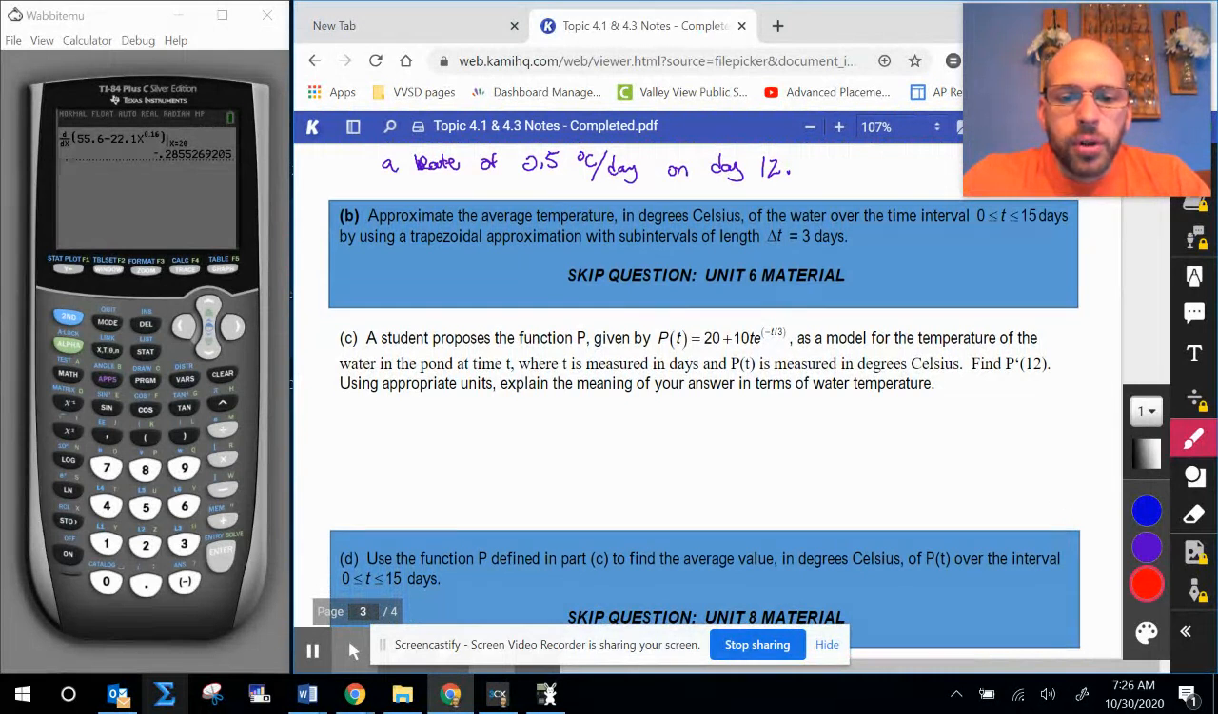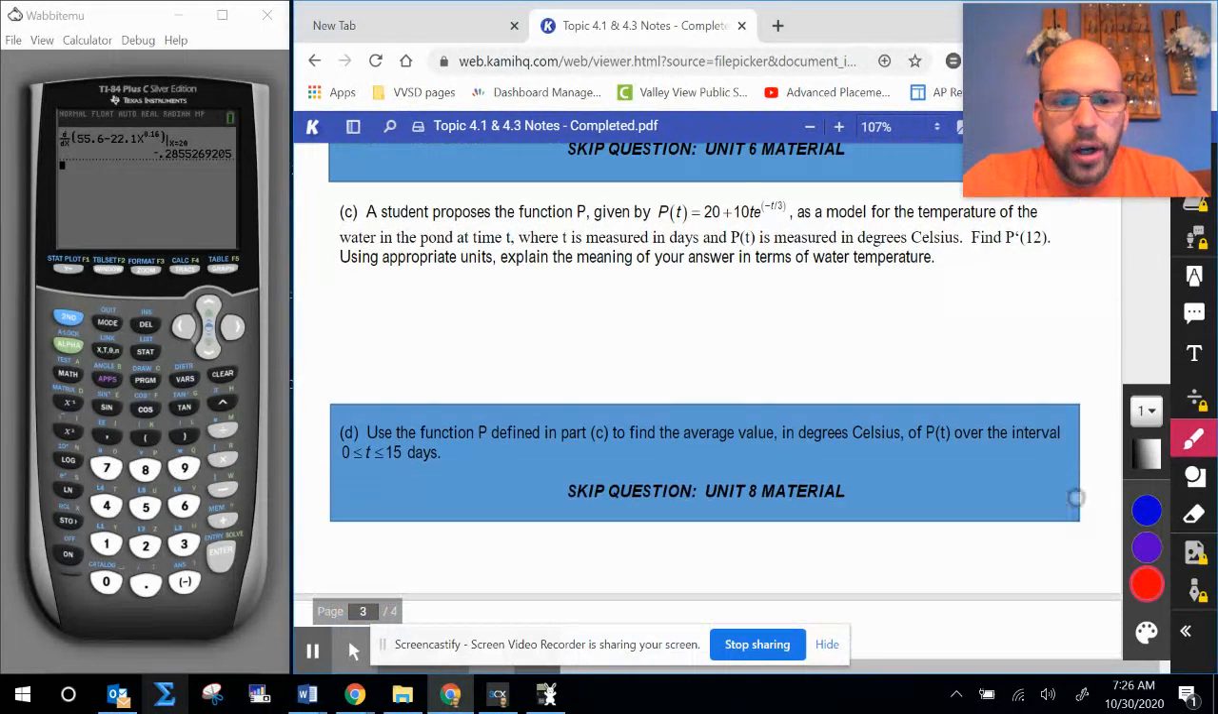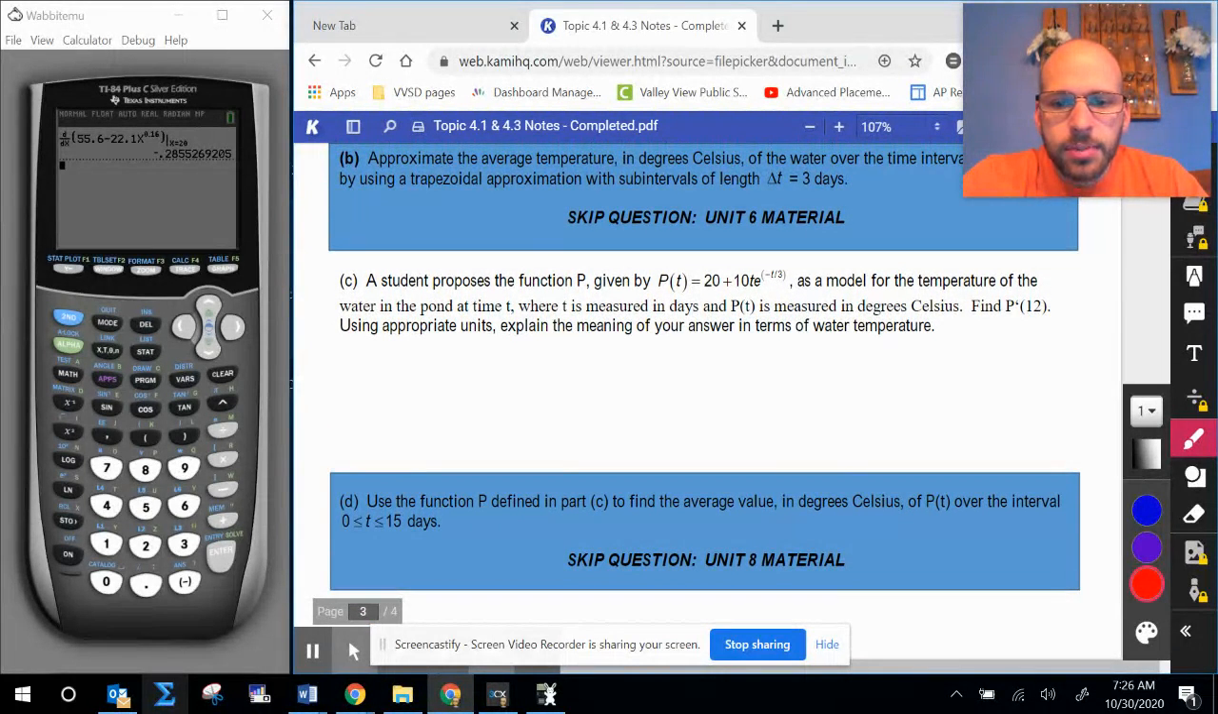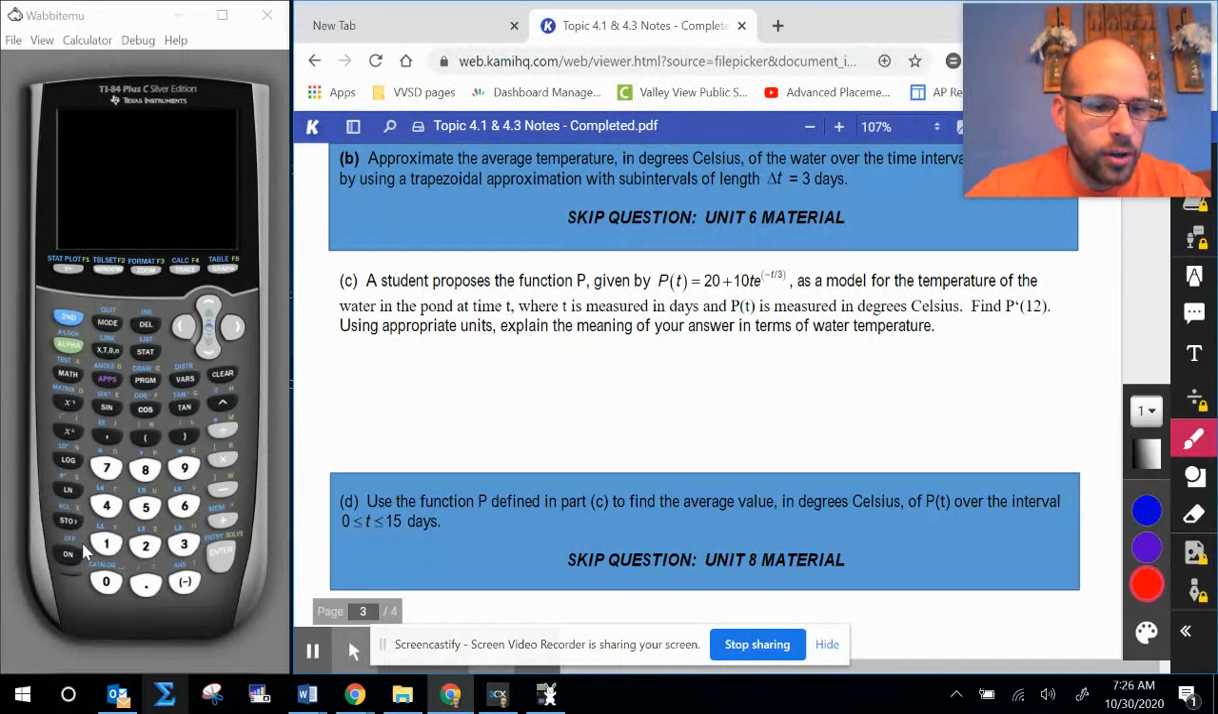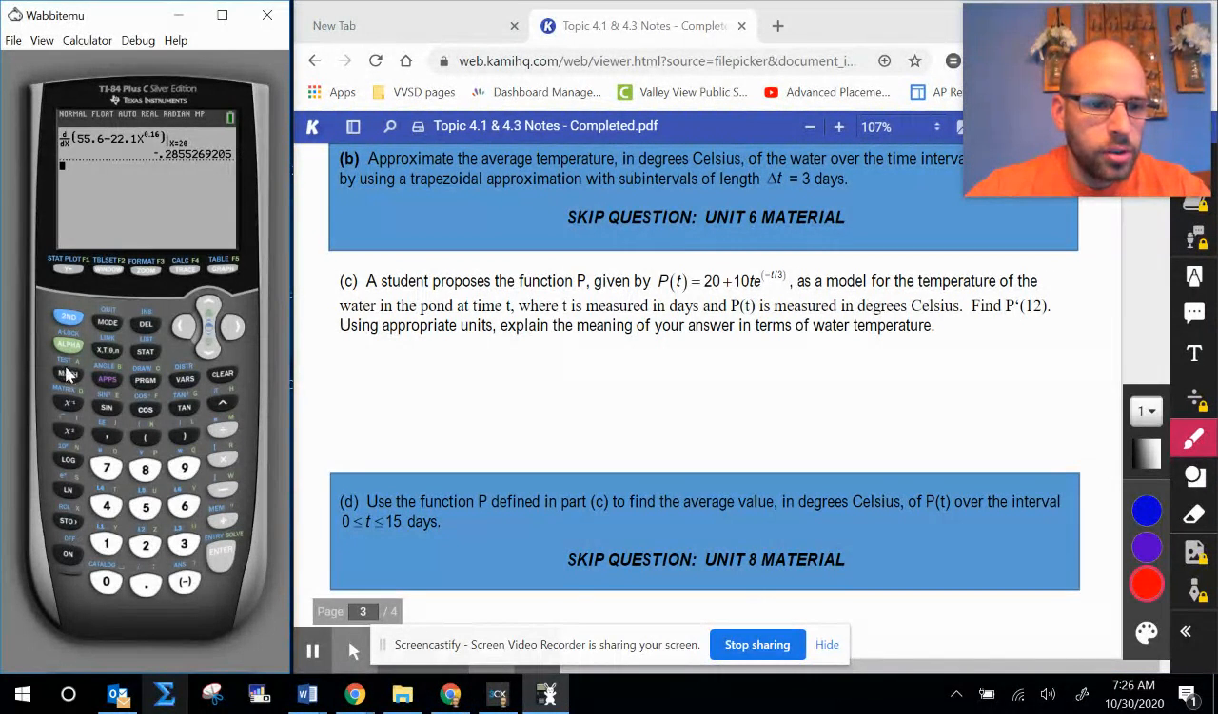So it says a student proposes the function P given by the following as a model for the temperature of the water at time t, where t is measured in days and P of t is measured in degrees Celsius. Find P prime of 12 using appropriate units. Explain the meaning of your answer in terms of water temperature. So it's kind of the same idea, but we have a calculator here, right? So I'm going to use that calculator.